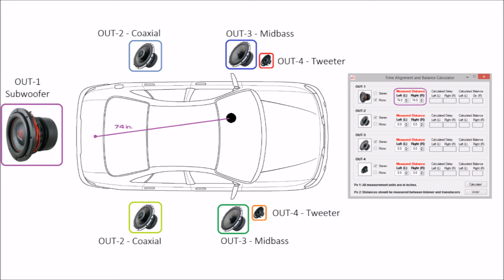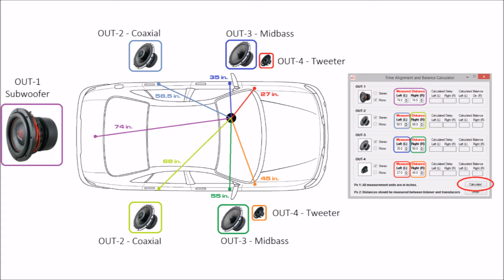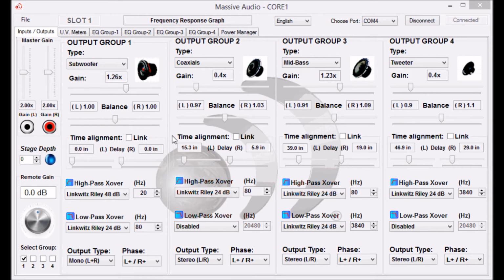All you have to do is to measure the distance between the listener and the speakers. Enter the distances found on the calculator fields. Click Calculate and the correct parameters of time delay and balance are automatically applied to the main screen of the software. Now we are nearly finished.